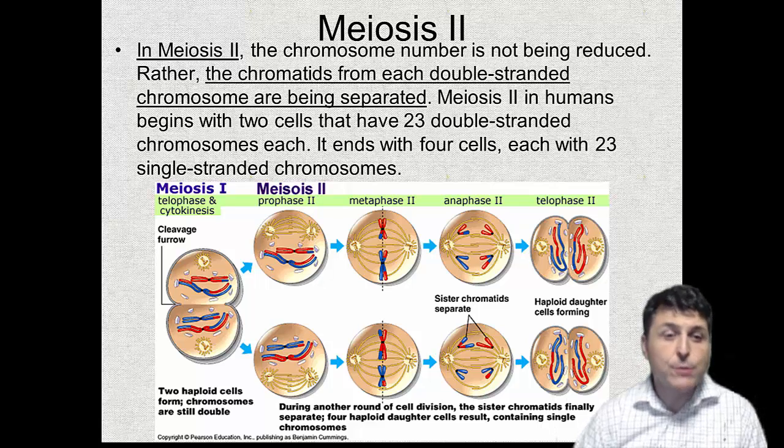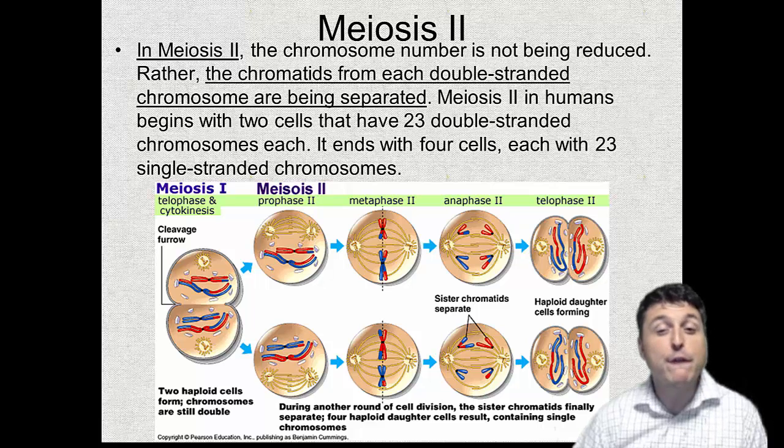Meiosis 2 in humans will begin with two cells that have 23 double-stranded chromosomes each, and it will end with four cells, each with 23 single-stranded chromosomes.